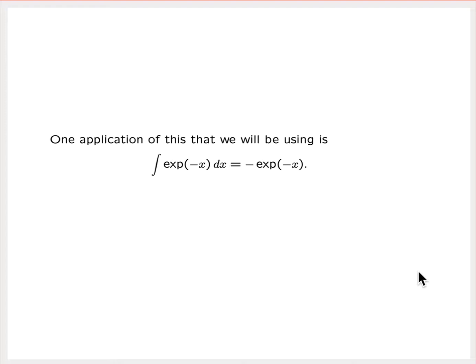One specific application of this, we're going to be using it in at least two situations in the context of this exponential distribution. But one way that we're going to use it is to show that the indefinite integral, or the antiderivative of e to the negative x power, is negative e to the negative x power.